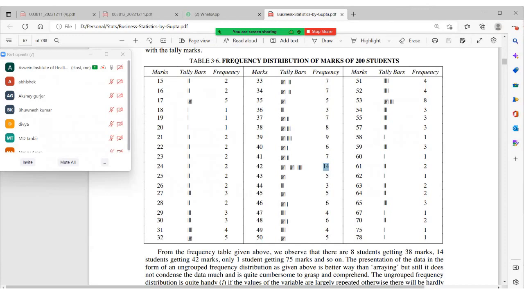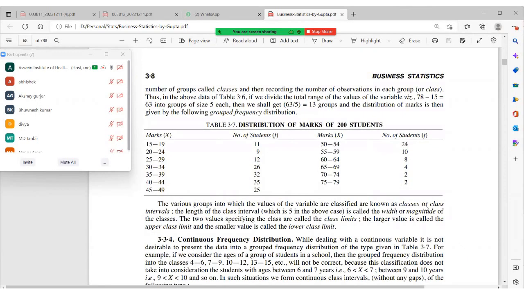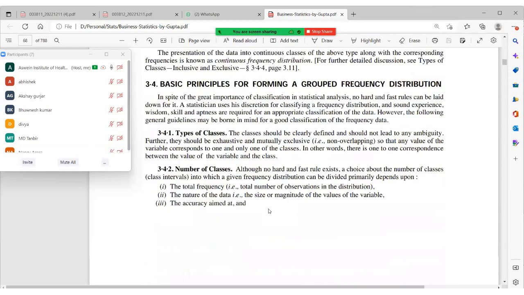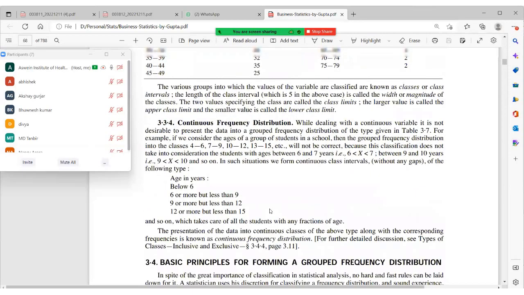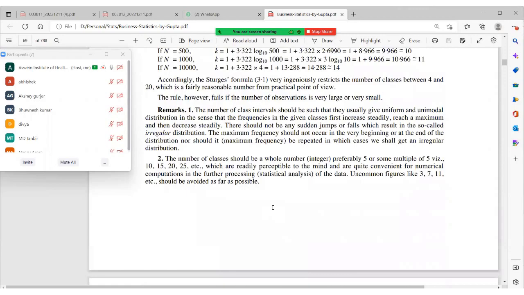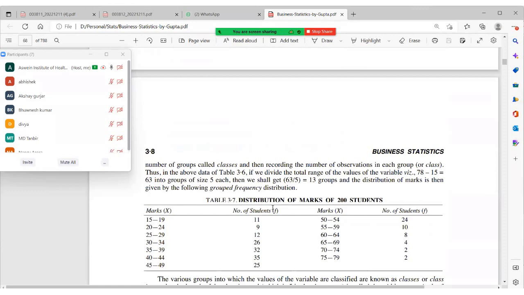Now come to the continuous series. This is a continuous series, right? So what we do in the continuous series, we make the intervals, right? The first one is the marks, the number of students, the frequency and all this. In this example, what he wrote, 15 to 19, he skipped the tally marks. The similar way what we do for the discrete series.